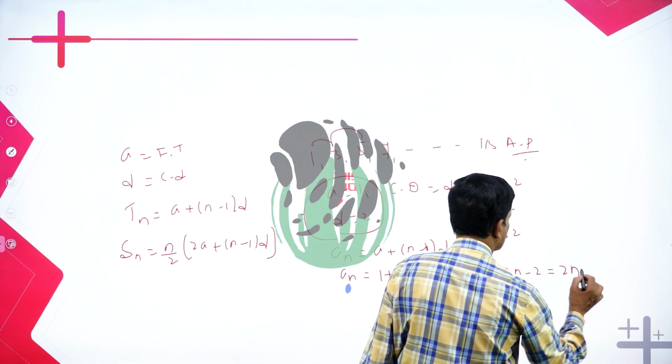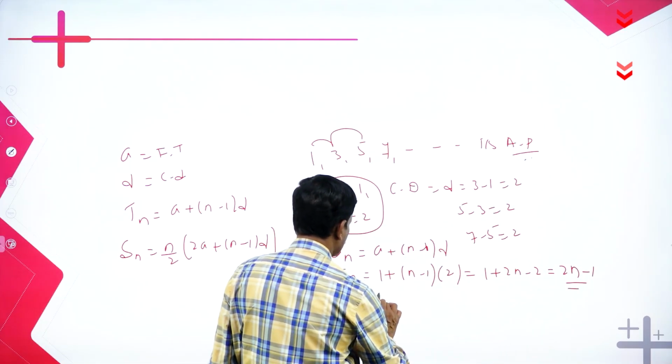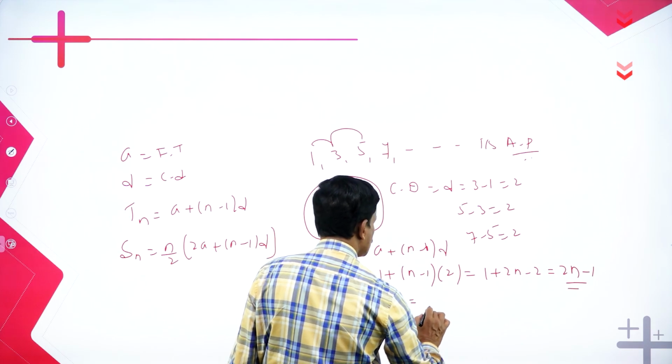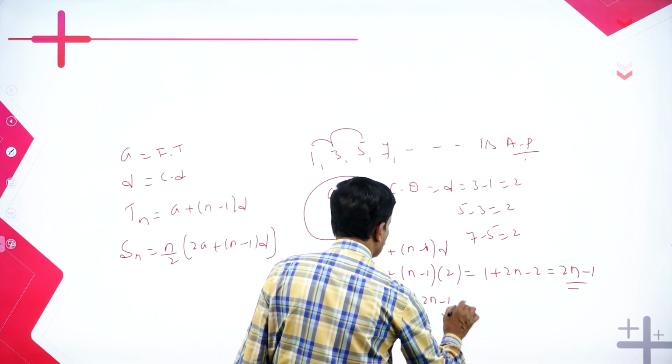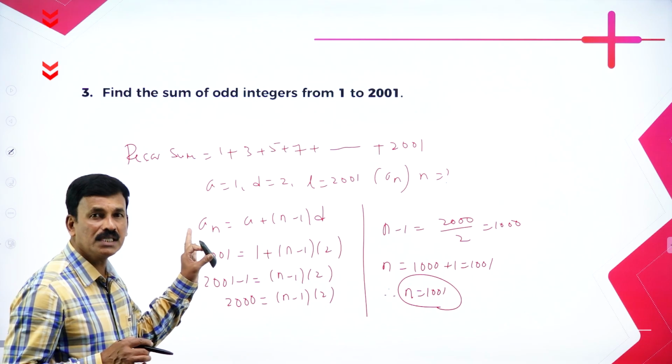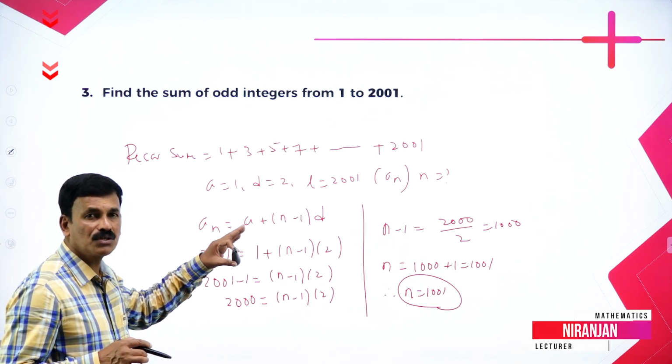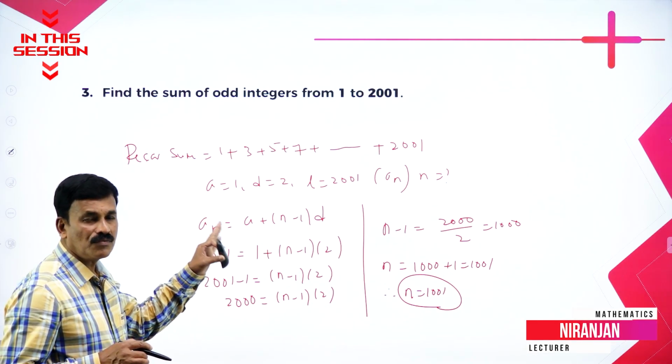Minus 1, minus 2 plus 1 is minus 1. So therefore the nth term of this sequence is an equal to 2n minus 1. This is an AP. What is A? A is 1. What is D? D is equal to 3 minus 1, which is 2. What is the nth term?